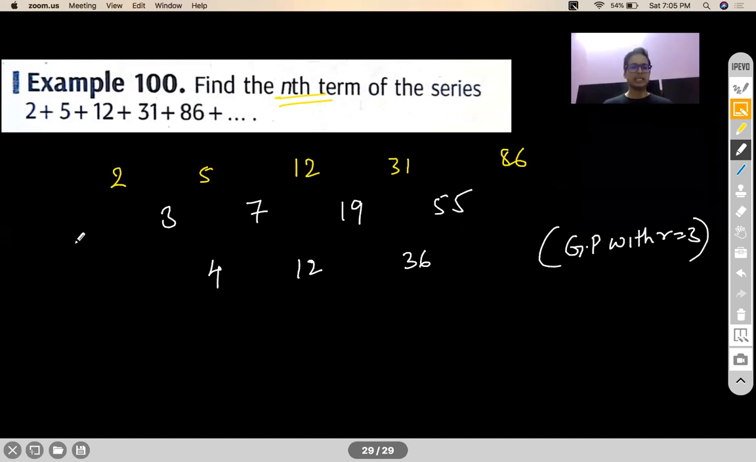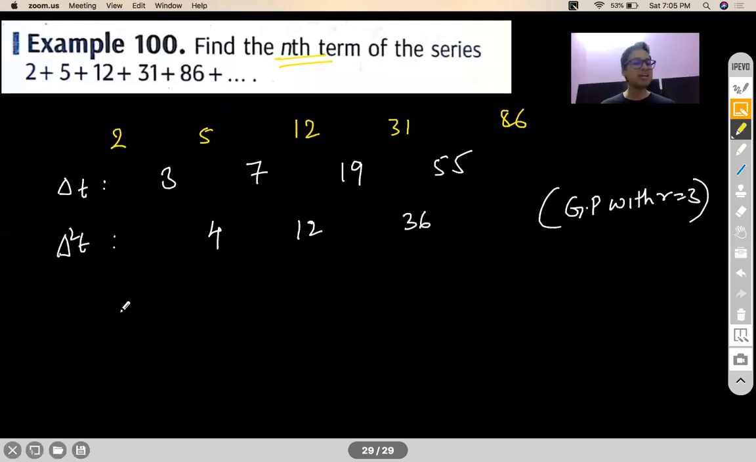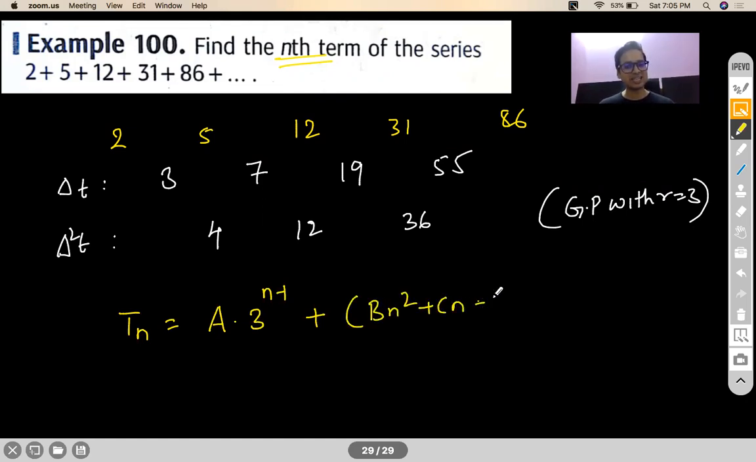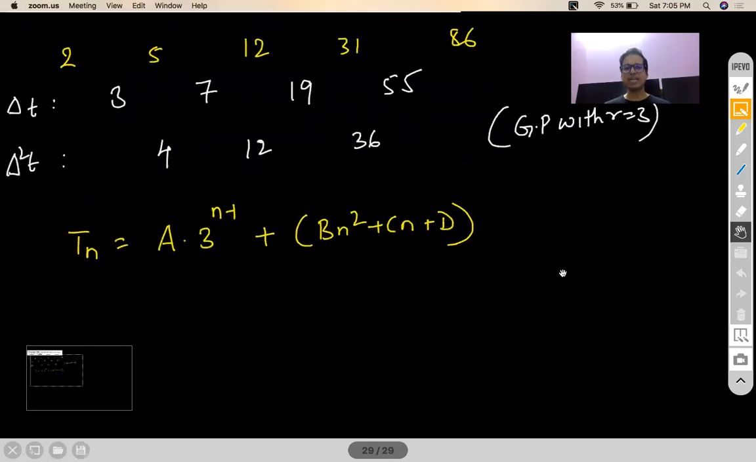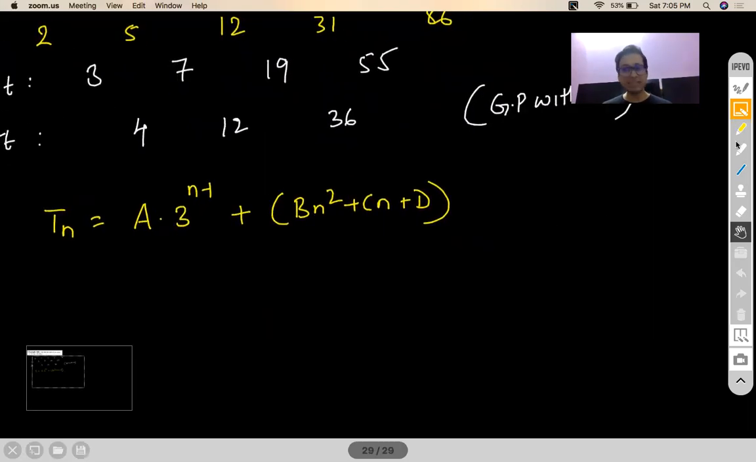Okay. Now in the second difference, let's say this is delta T difference, this is delta square T difference. In the second difference, I'm getting a GP. So what will be my nth term? Remember, what did I tell you? A, the common ratio raised to the power n minus 1, that will always be there. Now you're getting it as a second difference, so it will be a quadratic in n, the same way as we did the previous question. Okay. Now we have to get our A, B, C, and D values.